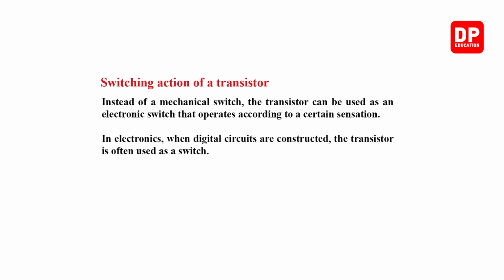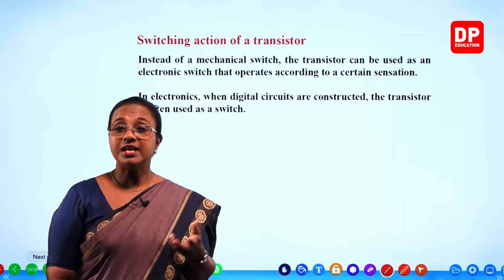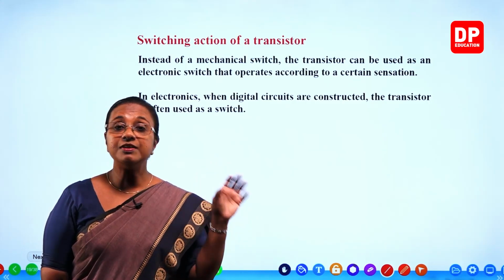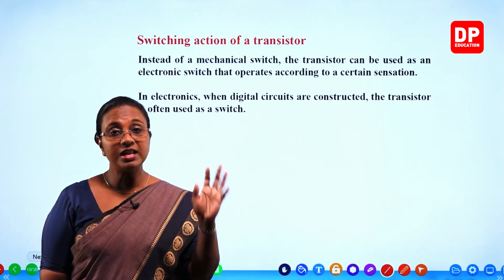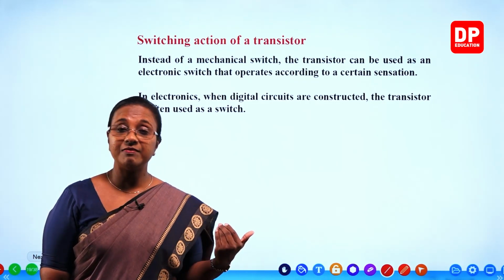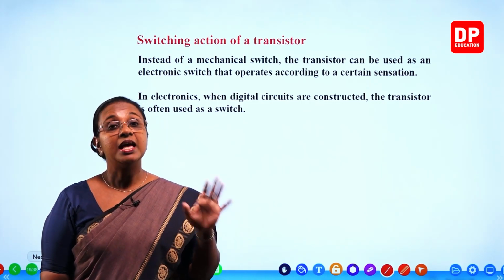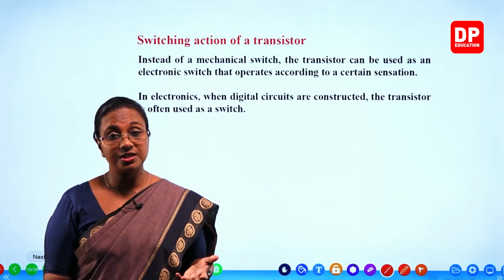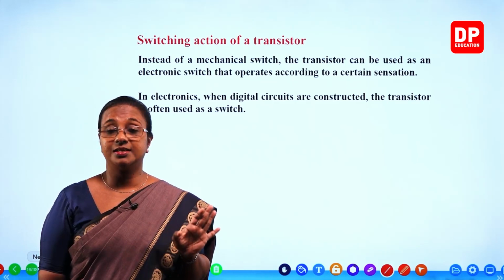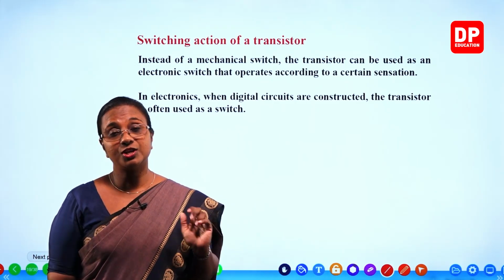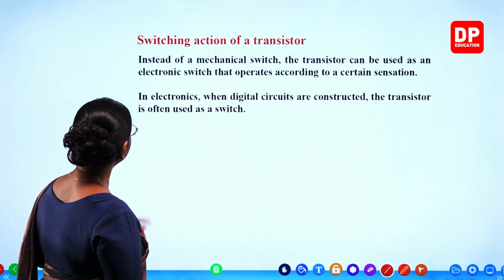Now you all are familiar with switches. Switches that are used in the electric circuits. That is normally the physical switch where you turn on and allow the current to flow and you turn it off and prevent the current from flowing. Similar to this, we can use transistors as switches in electronic circuits. So we are trying to understand that particular function of a transistor.